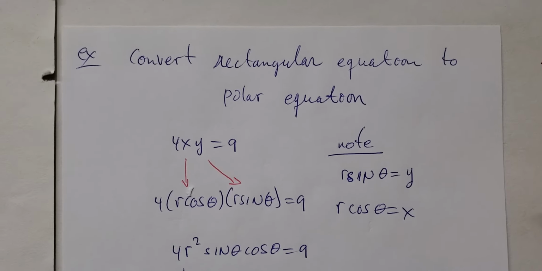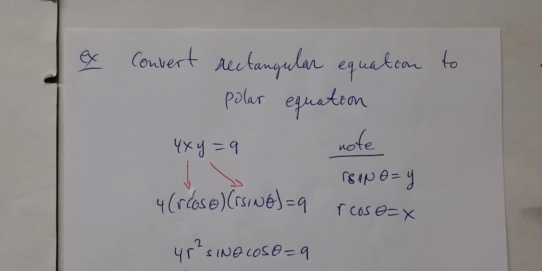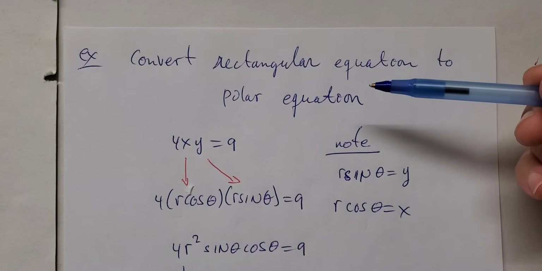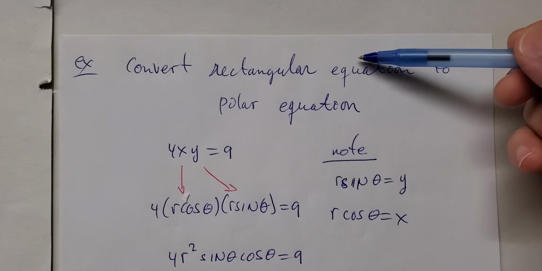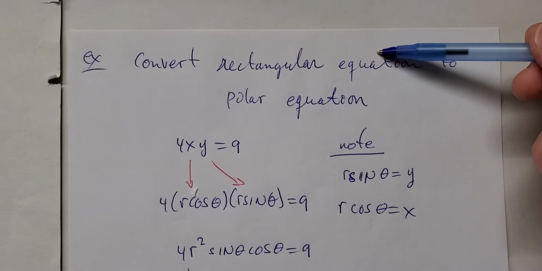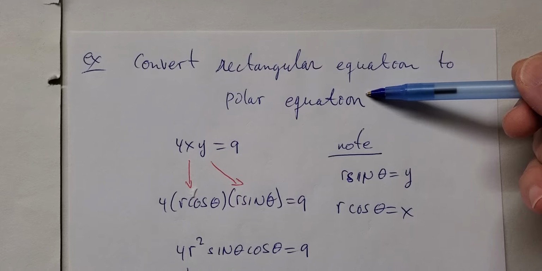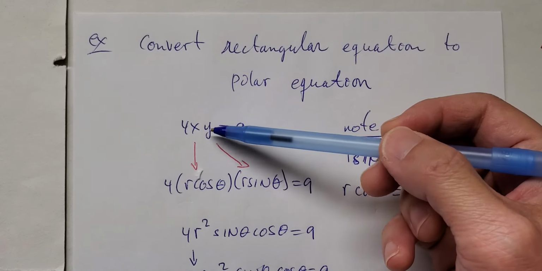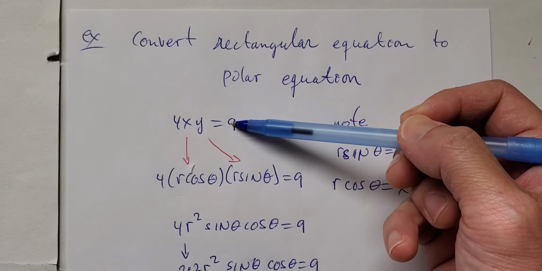This lesson is polar coordinates part 4. The last video was changing a polar equation to a rectangular equation. Now the reverse: rectangular to polar equation. Here we have an example for xy = 9.